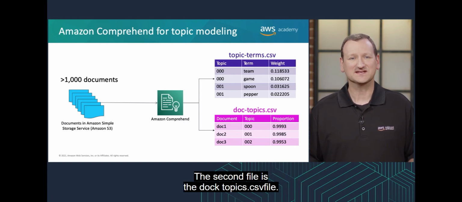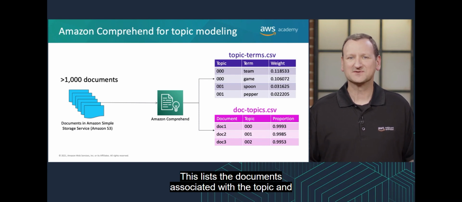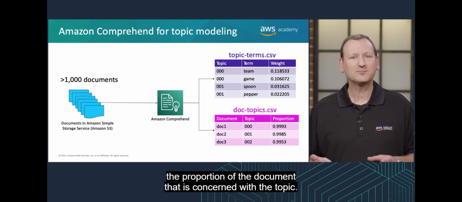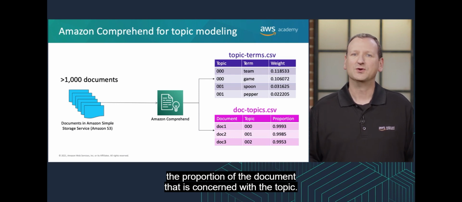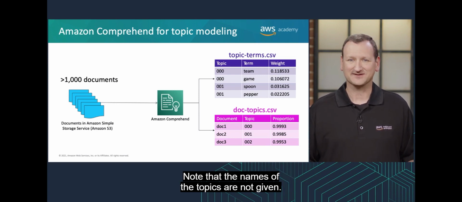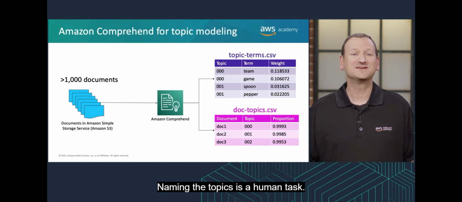The second file is the topics.csv file. This lists the documents associated with the topic and the proportion of the document that is concerned with the topic. Note that the names of the topics are not given. Naming the topics is a human task.